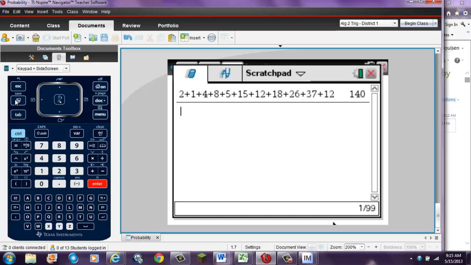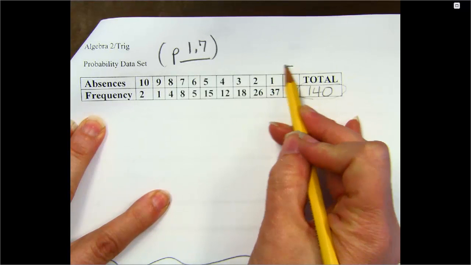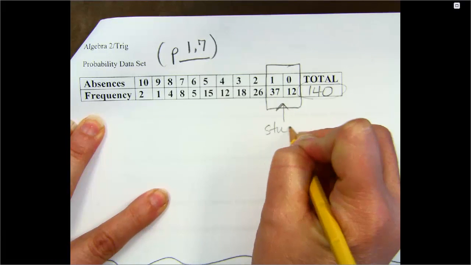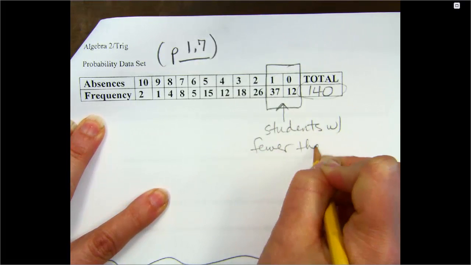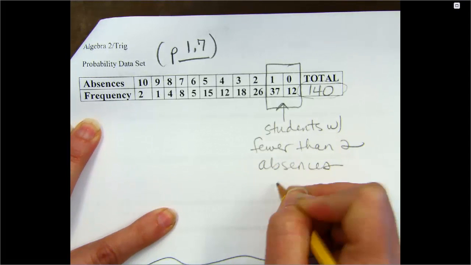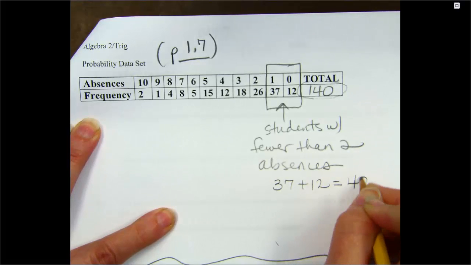Okay, so we're talking about 140 students. So my total frequency of absences, or my total number of students, is 140. Now the question's asking for how many students have fewer than 2 absences. So there are 37 students with only 1 absence and 12 students with 0 absences. So 37 and 12 is 49.